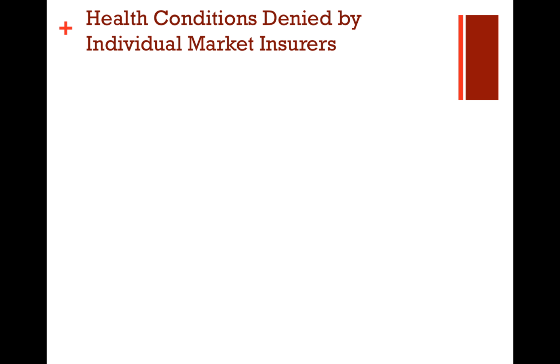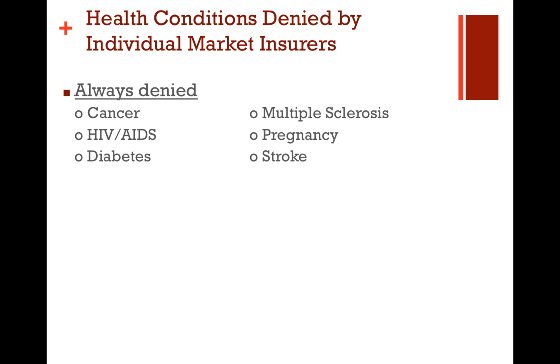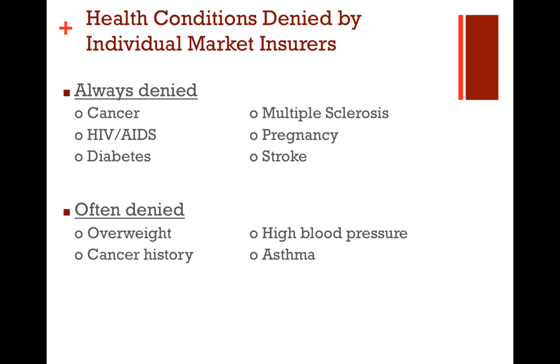So what are some conditions that could be denied by the individual market insurers? Well, if you currently had cancer, if you were being treated for it, if you have HIV/AIDS, diabetes, MS, if you were currently pregnant, they would not cover you. If you've had a stroke, always denied. Often denied, you could be denied if you were overweight. If you had had cancer in the past, again, if you had a childhood cancer and you're cancer-free now as an adult, you could still be denied.